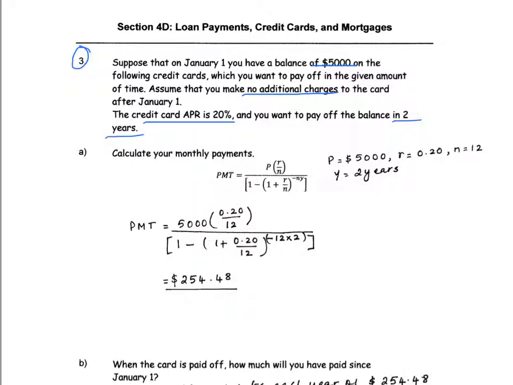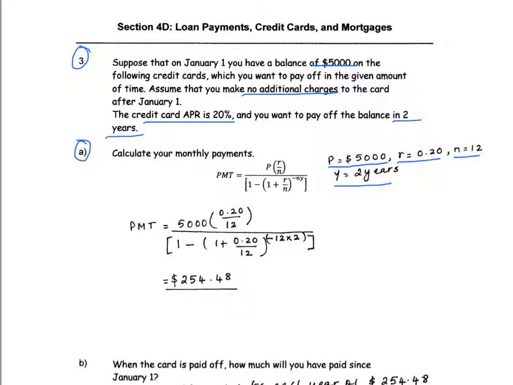So let's quickly write down what we have to answer part A, which is calculate your monthly payment. So the principal, the amount that we owe, is $5,000. The rate, pretty high, 20%, is 0.20. We want to pay it off by making payments monthly. So we make 12 payments in a year, so n equals 12. And we want to pay off the loan in 2 years. So y equals 2 years.